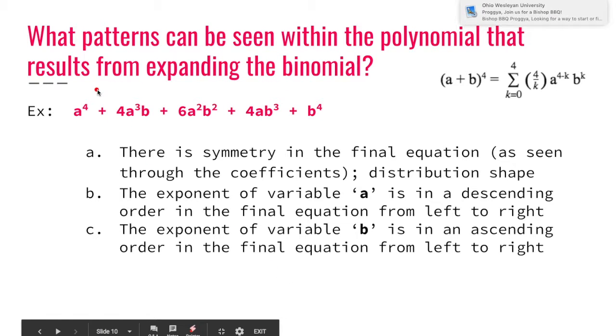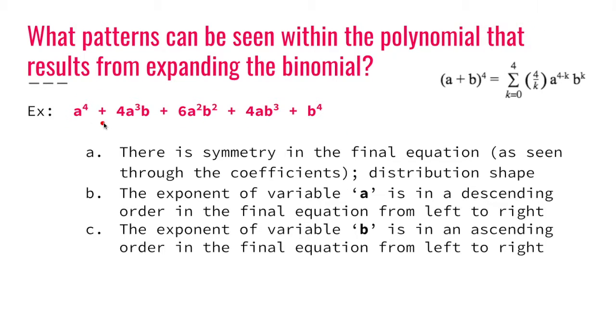Now, patterns. Like I stated earlier, one similar pattern in all expanded forms of binomials, the same one that I used in the previous example, is symmetry. You can see this through the coefficients of the final expanded equation, 1, 4, 6, 4, 1. It forms a distribution, and so there is symmetry if you put a line through the middle term.